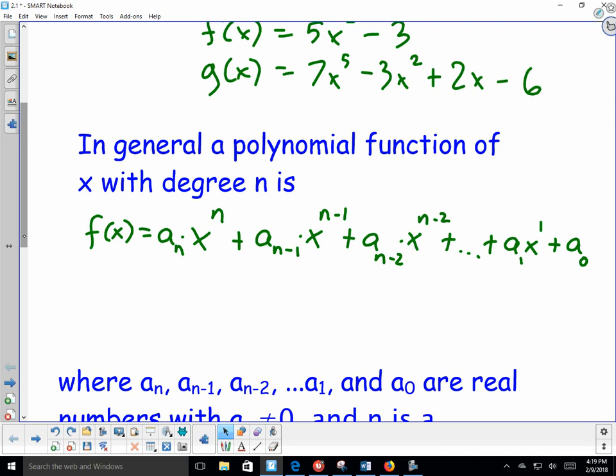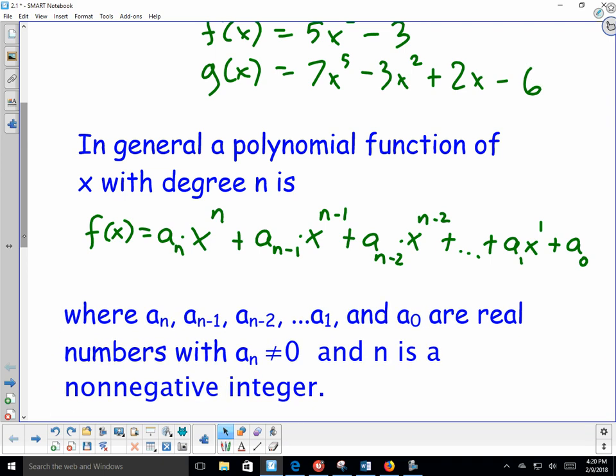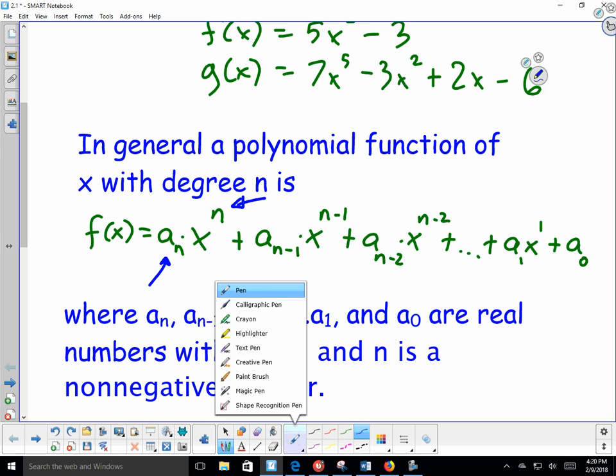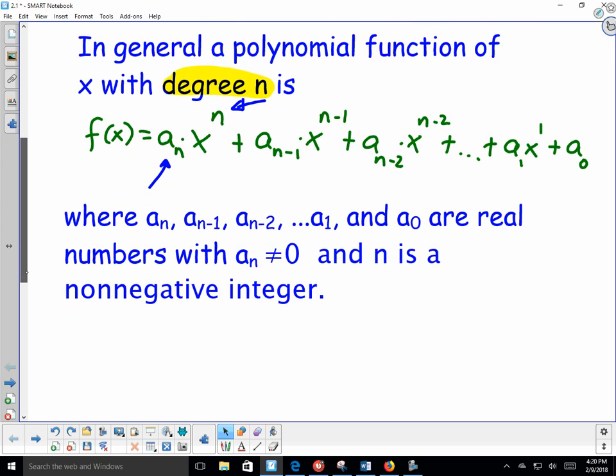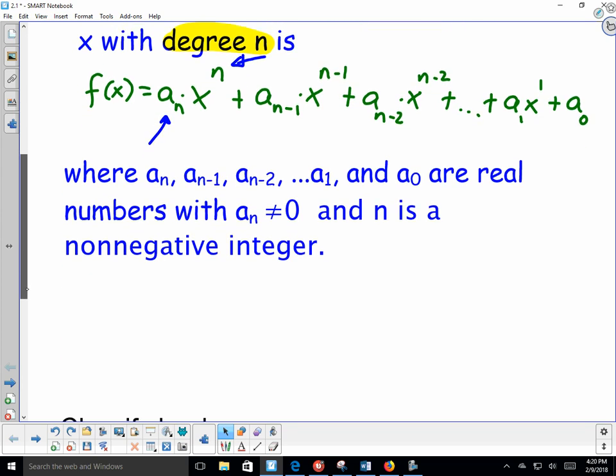So let's take a look at this, and what does this all mean? Well, the a sub n minus 1, the a sub n minus 2, and so on are all real numbers, with a sub n not allowed to equal 0. That's this leading coefficient here. A sub n is not allowed to equal 0 because we want to be able to say, hey, this is the highest power on any term, the n, and so this is degree n. All right, so this is a degree n polynomial function, and n is any non-negative integer.